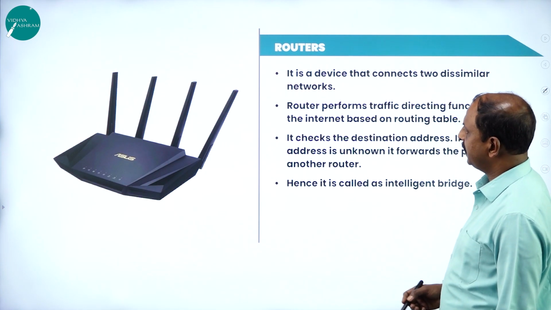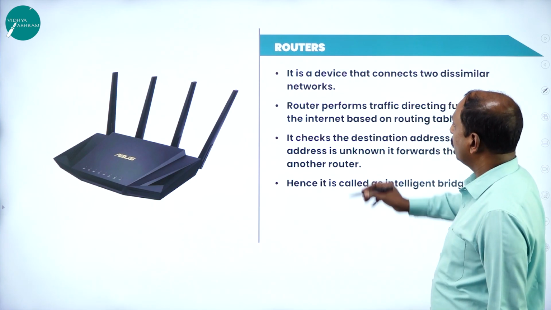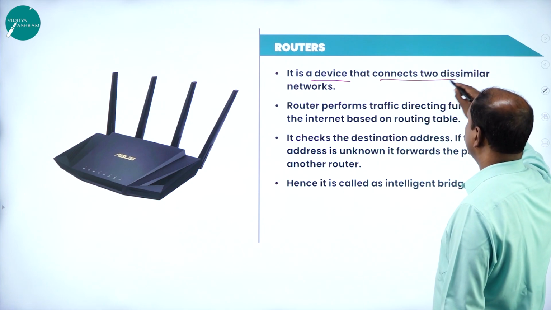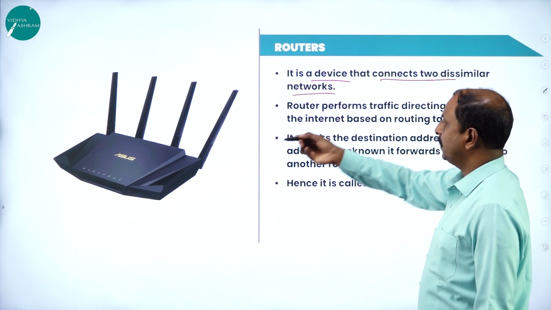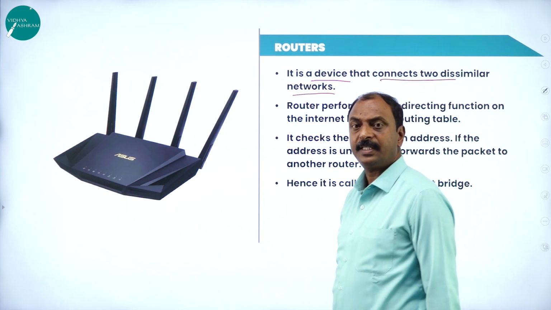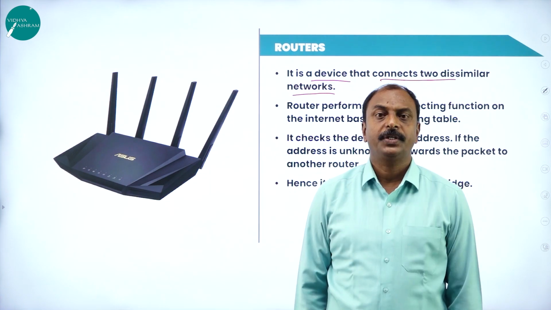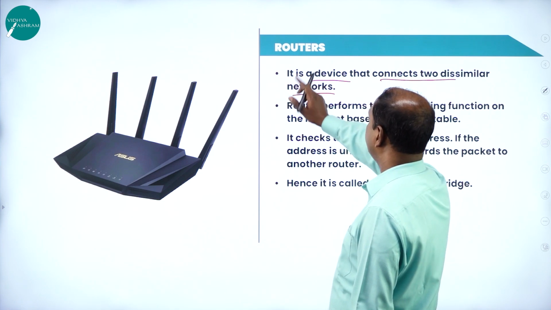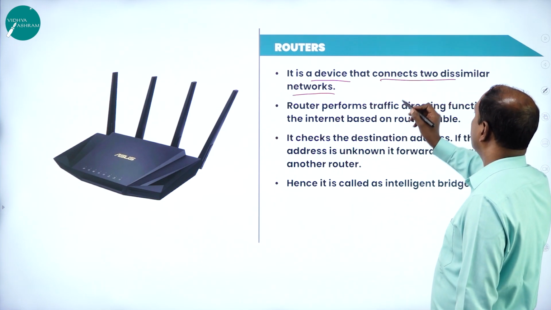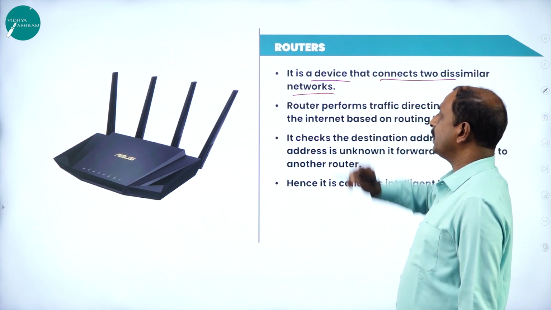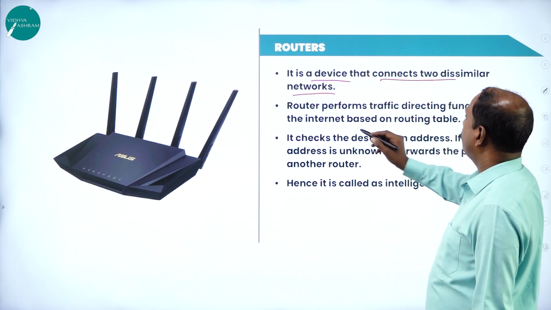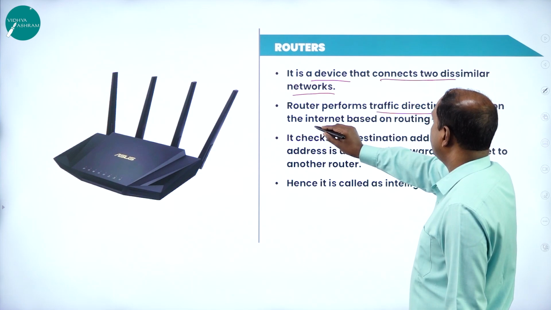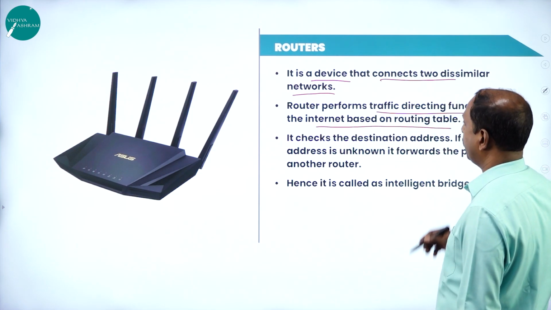Next network device is routers. A router is a device that connects two dissimilar networks. See, what you have seen in the previous slide is a bridge. It was a network device used to connect two similar networks. But a router is a device used to connect two dissimilar networks, and it performs a traffic directing function on the internet based on a routing table.